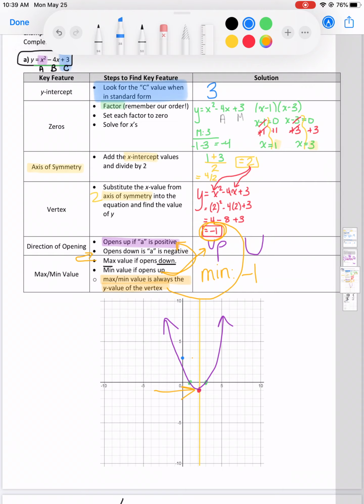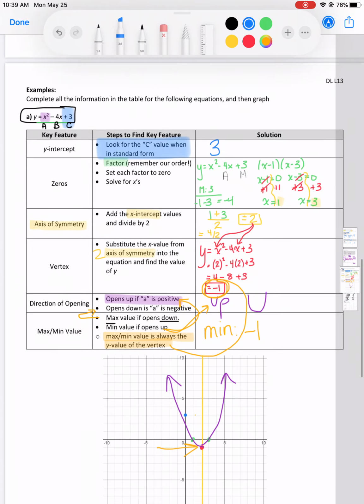But this one, it just takes some time. Okay? So just take your time with this. You'll be able to find all the information. And then when it comes to the word problems, I'm going to explain why this stuff makes sense.